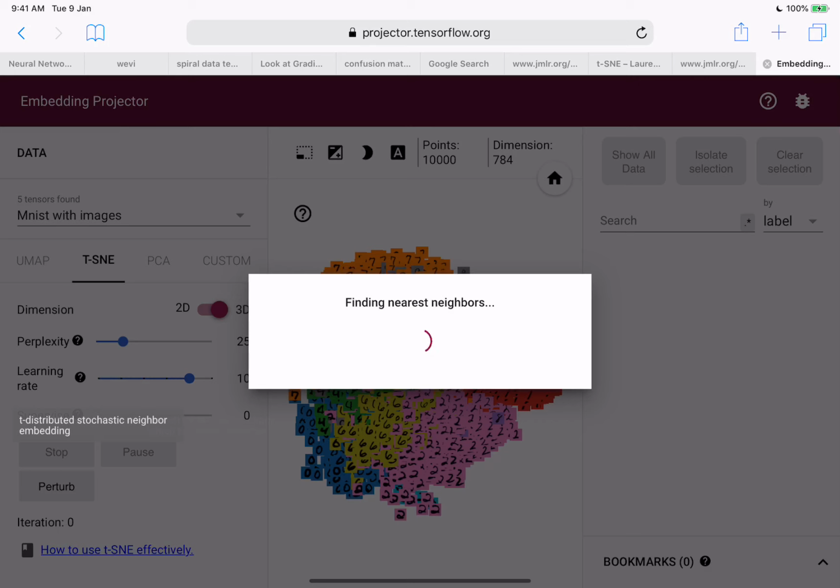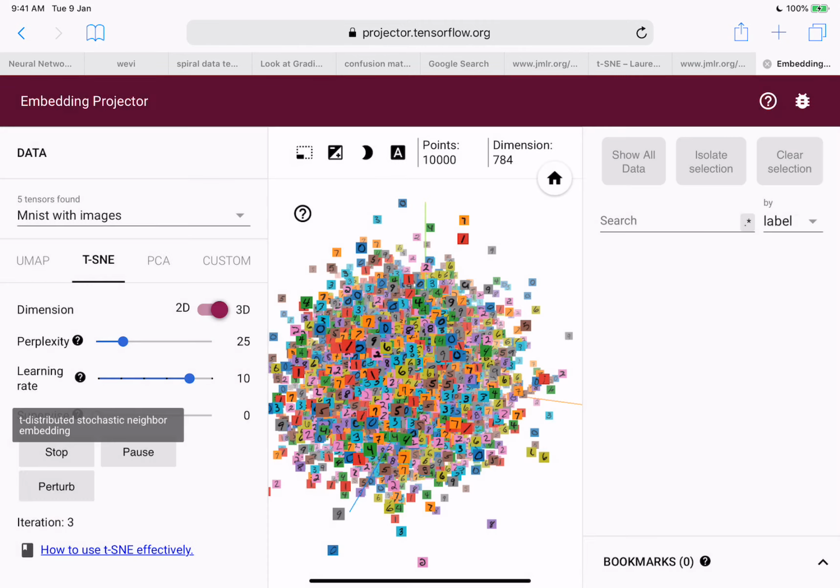Why do we not have an internet? Let me try. Okay, okay. So it's by default running the PCA, so I cannot stop here. Okay.